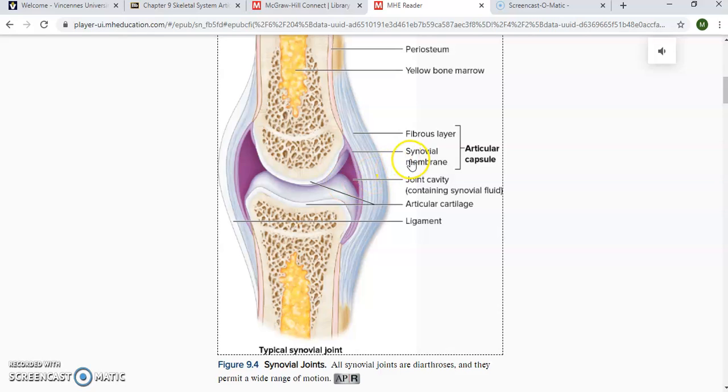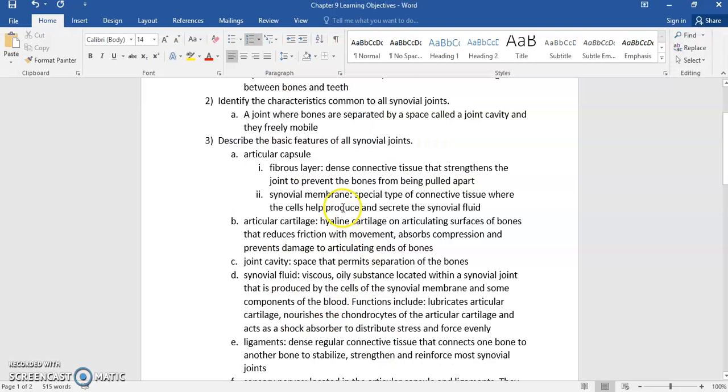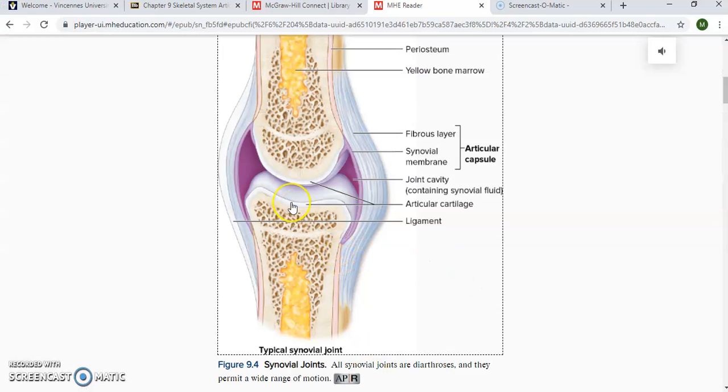Okay, so that is our fibrous layer and synovial membrane that make up the articular capsule. And I do have this information, just took it directly from the book, so you have a little outline of what you need to know. So we're going to talk about the articular cartilage, which we've talked about before, so that's probably not going to take as long. But the articular cartilage, remember, is the cartilage that remains after a bone's formed and has grown.